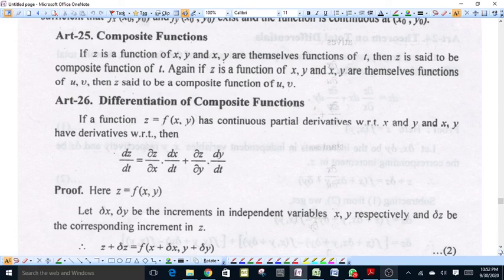Students, welcome. Today we will study composite functions. Now, what are composite functions?